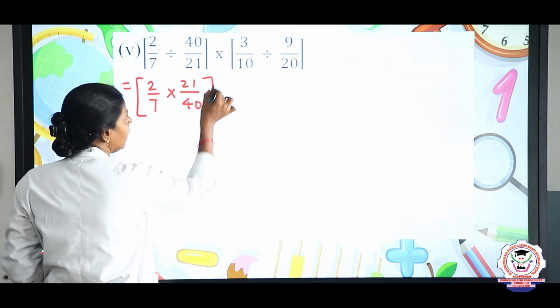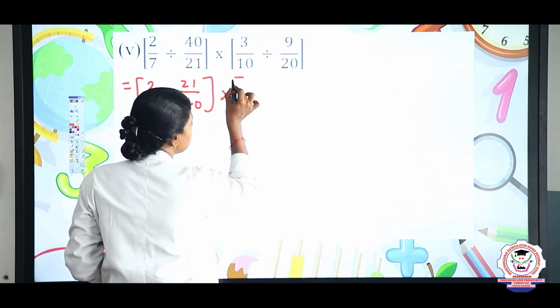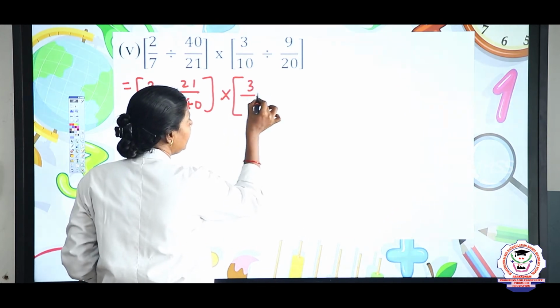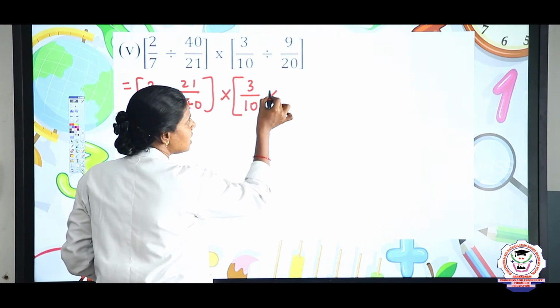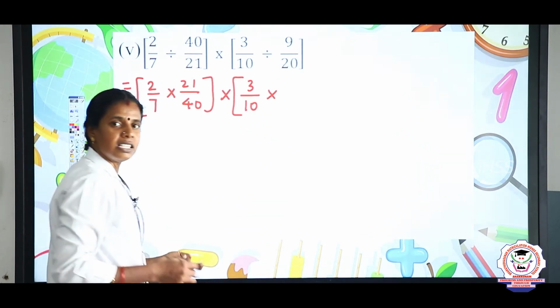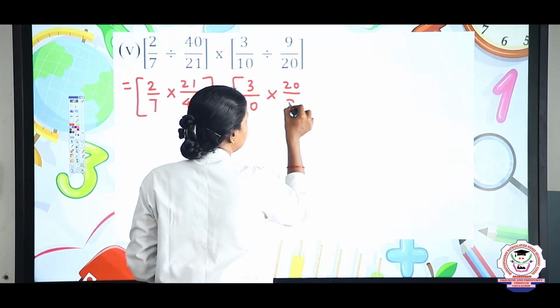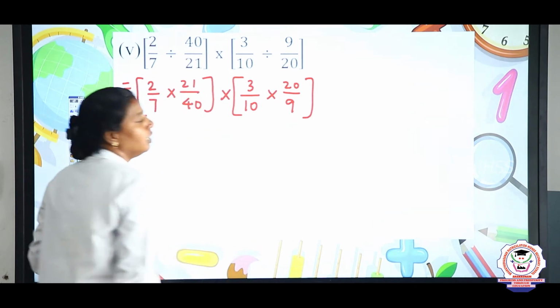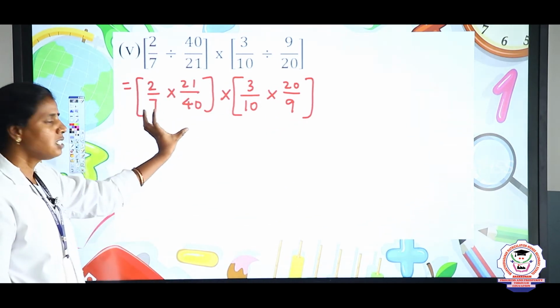Okay. And the multiplication symbol will be same. The next term which is given here is, the first number we will write 3 by 10, and again the divide symbol will be replaced as multiplication. 9 by 20, the reciprocal of 9 by 20 is 20 by 9. Now everything we have changed into a product, right? We will solve this first.